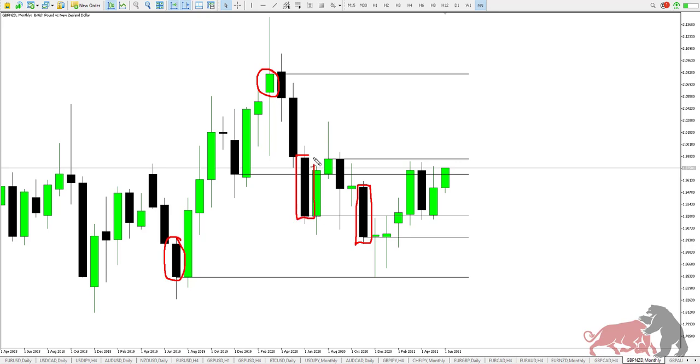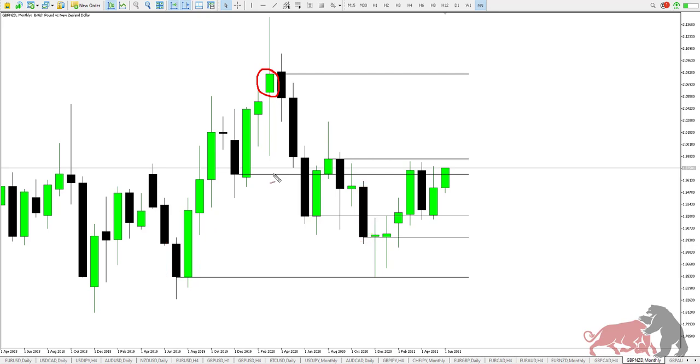This was a turning point. Our last down close candle. This was a turning point. Our last up close candle before market moved to the downside. Last up close candle before market moves to the upside. Last down close candle before a move to the upside. You see, this is just basic clear price action.